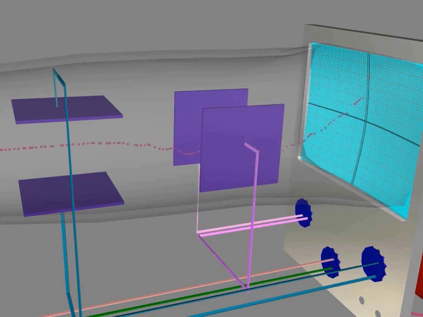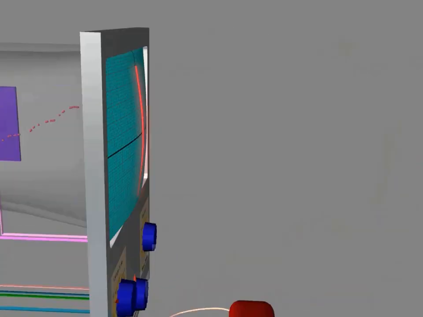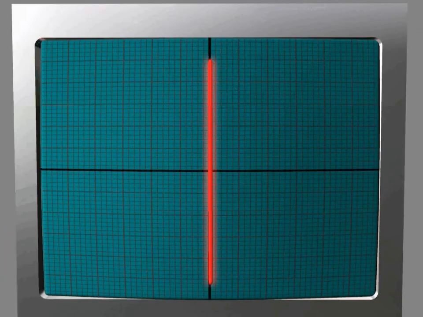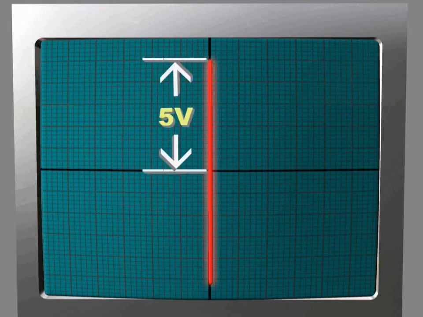As the time base is off, there is no horizontal deflection by the X plates. The signal will be seen on the screen as a long vertical straight line in the center of the screen. The value of the voltage is measured by the amplitude, which is from the center point of the screen to the top of the signal. Here the screen shows it is 5 volts.